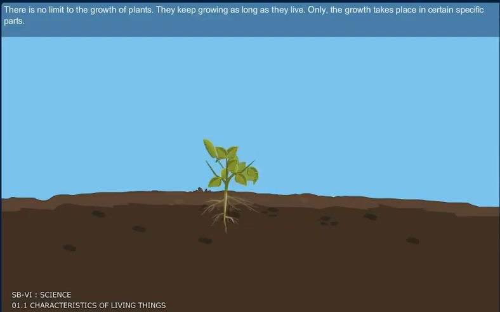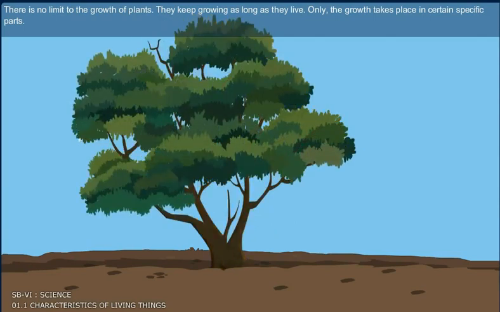There is no limit to the growth of plants. They keep on growing as long as they live. Only the growth takes place in certain specific parts. When growth takes place, the size and weight of the body both increase. Such growth occurs inside the body.